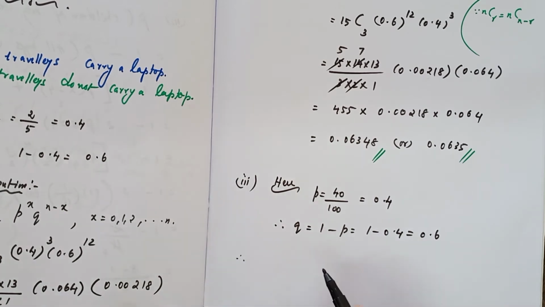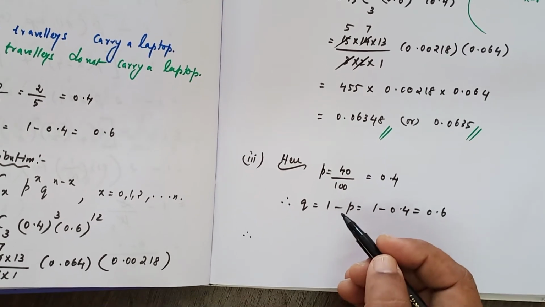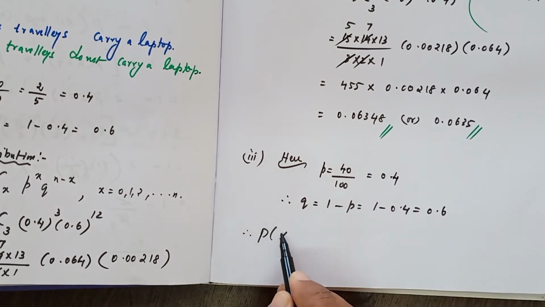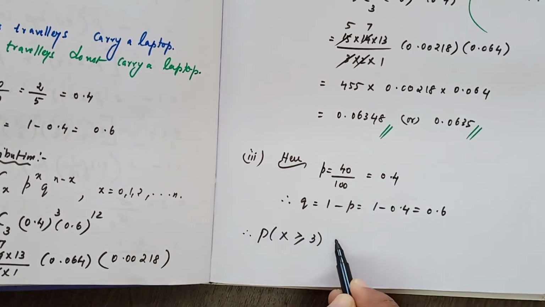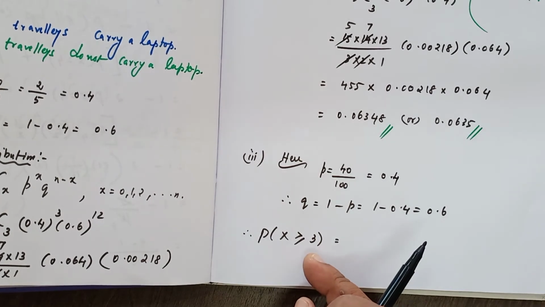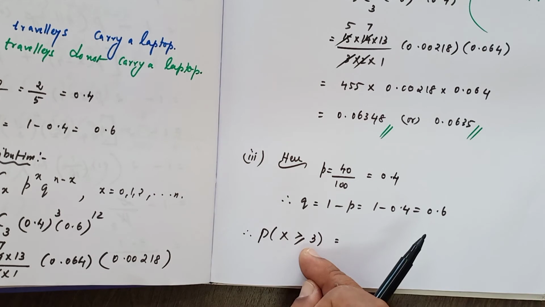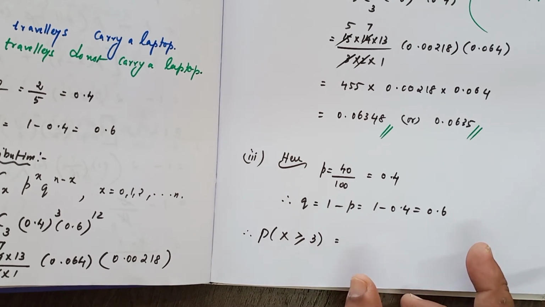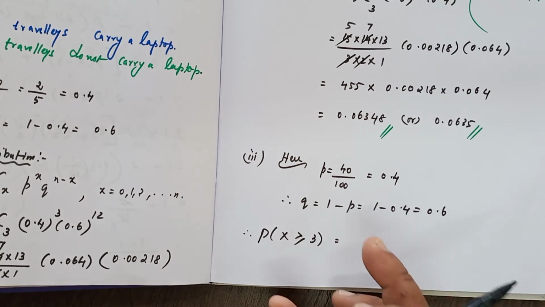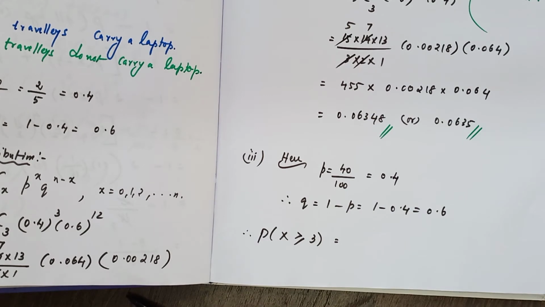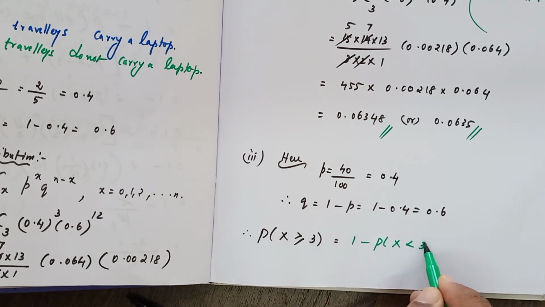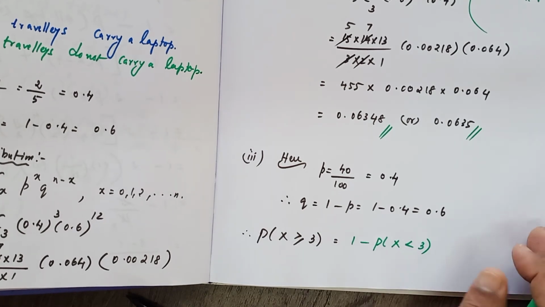Therefore, the question is at least 3 of the travelers. The at least symbol you know very well: greater than or equal to, x greater than or equal to 3. Here n is equal to 15. You start with 3 and end with 15, so more probability values need to be calculated. Instead of that, you can go for the property: 1 minus the probability of x less than 3. So write the property over here.